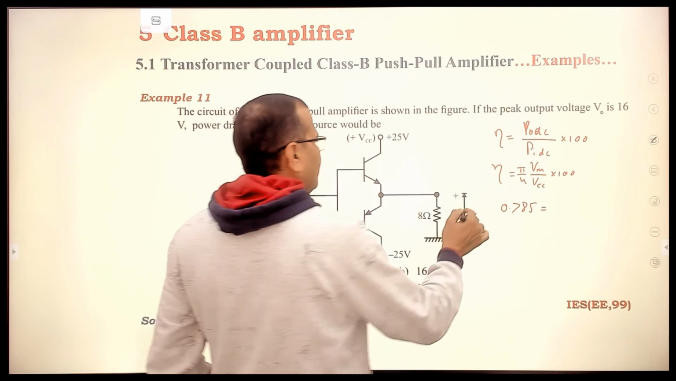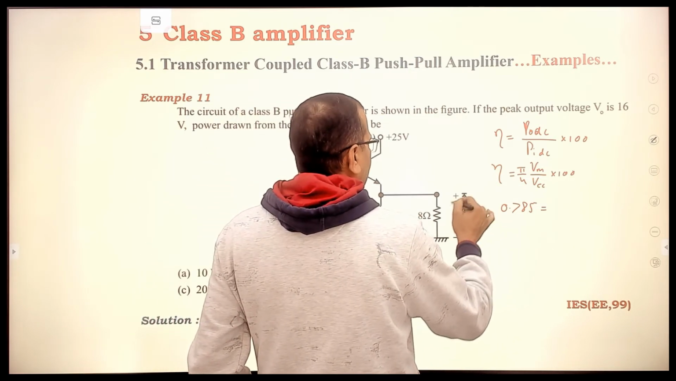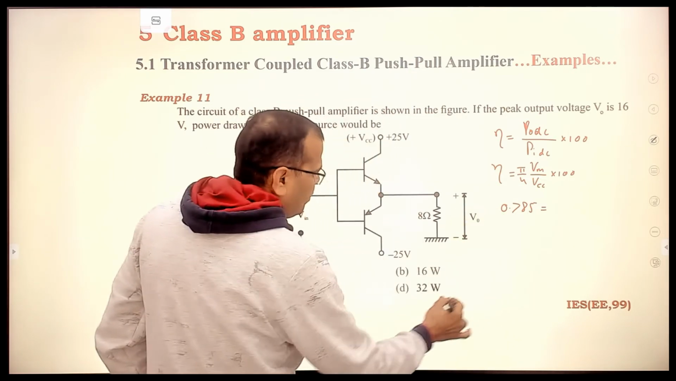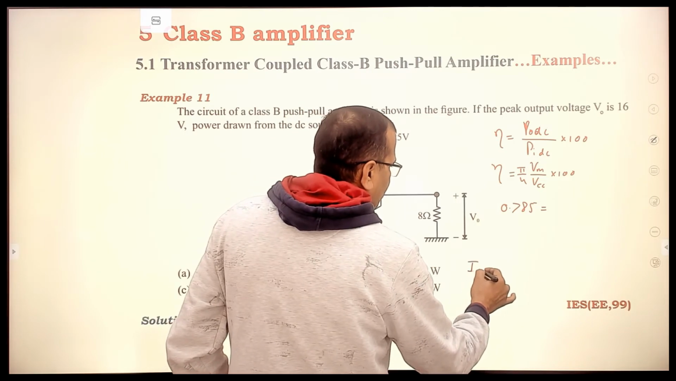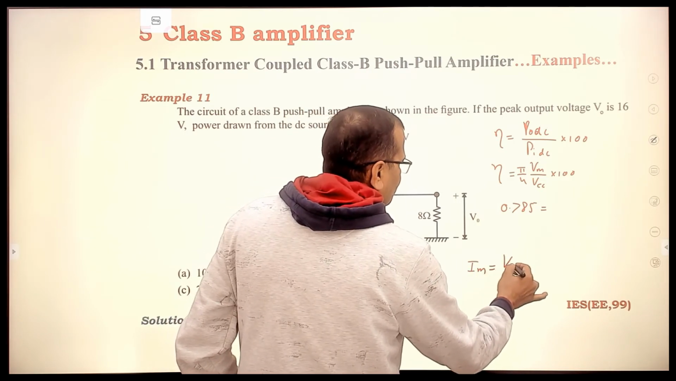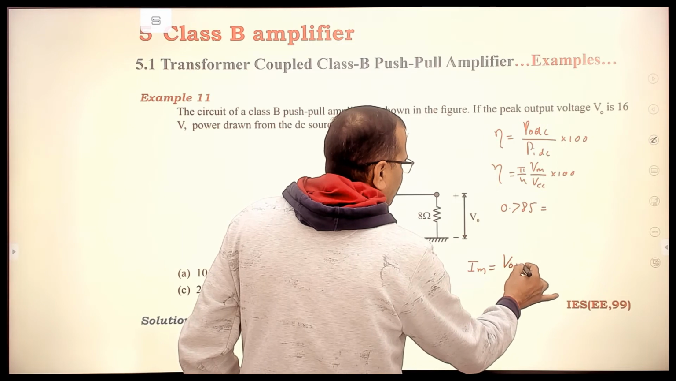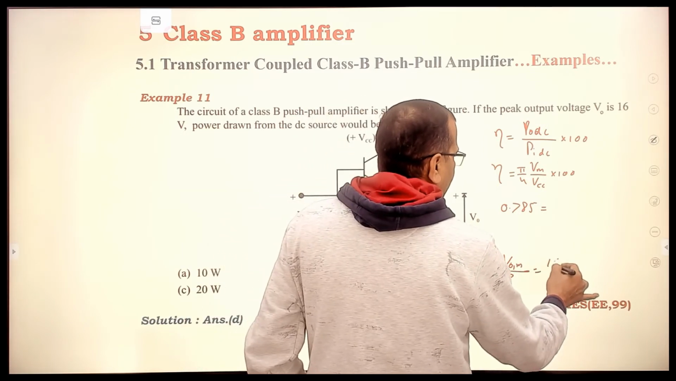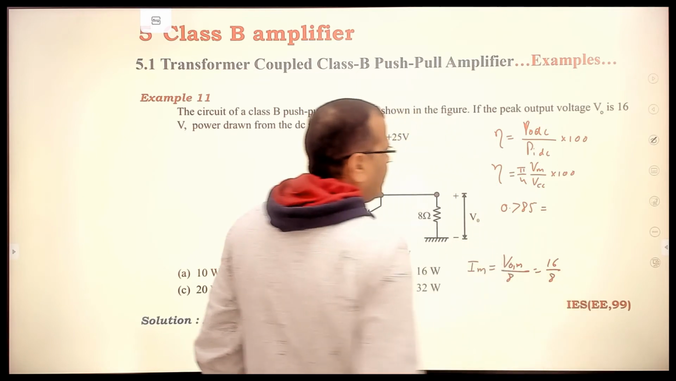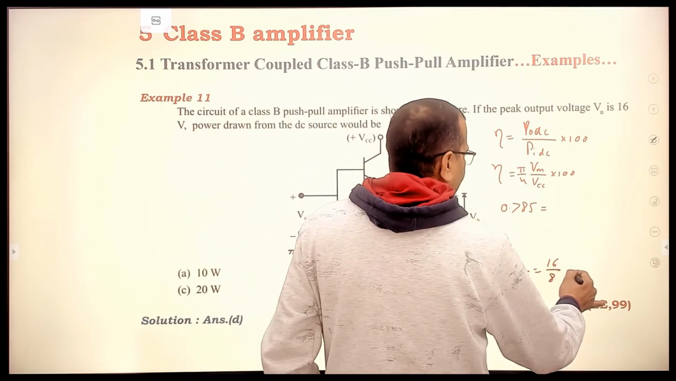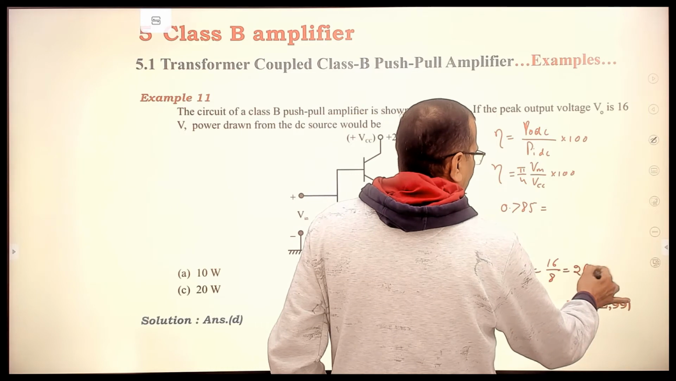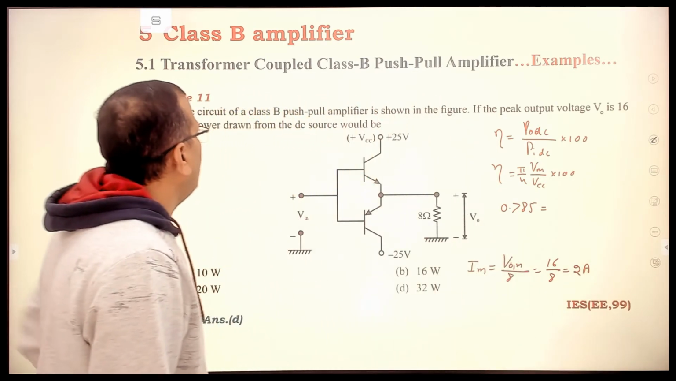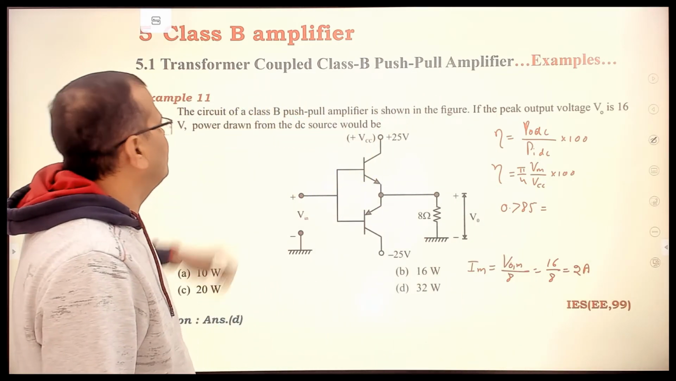Now please see carefully, peak value of the output is given. So what will be Im? Im will be peak value of the output voltage divided by 8. So that is 16 by 8, right? 16 by 8 means 2 ampere. 2 ampere is the peak value.